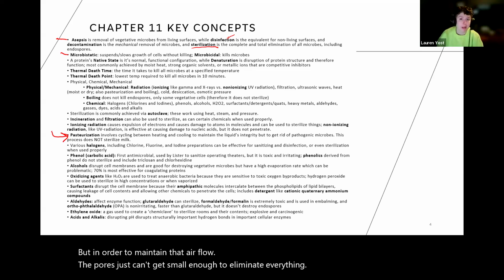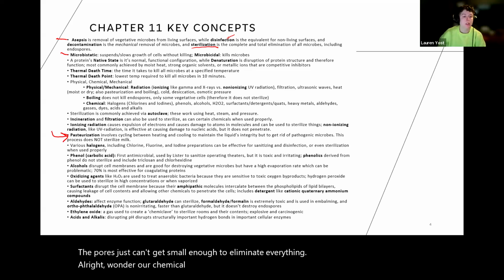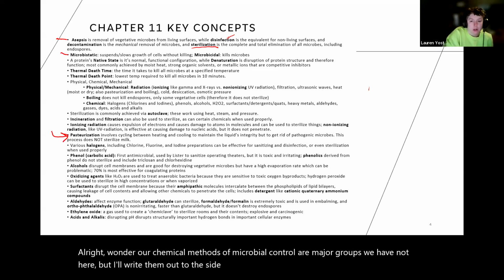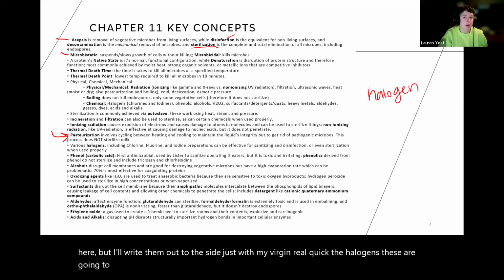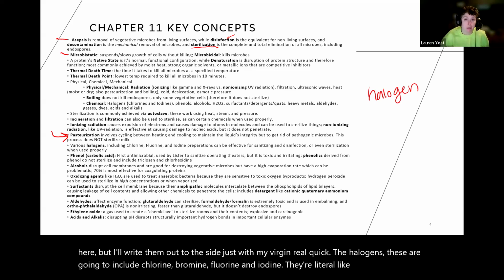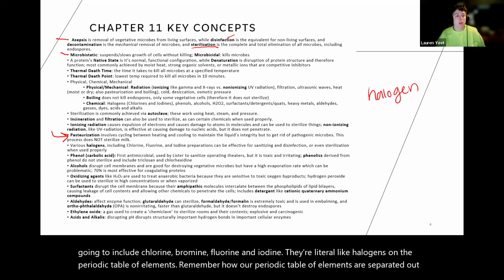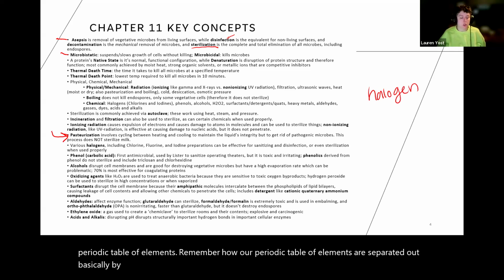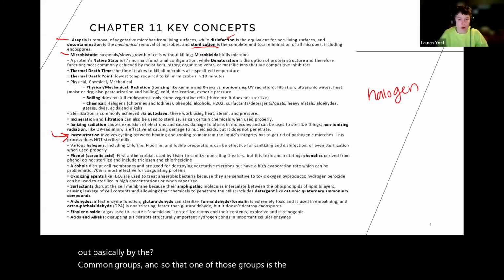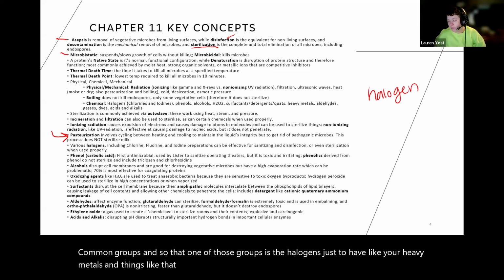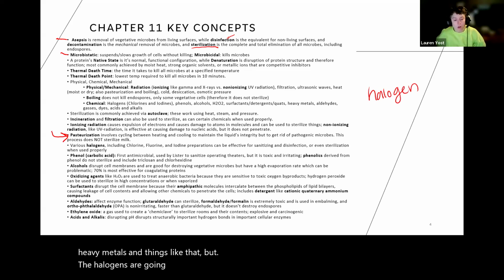All right, let's move on to our chemical methods of microbial control. Our major groups, we have them out here, but I'll write them out to the side just so we can refer to them really quick. The halogens, these are going to include chlorine, bromine, fluorine, and iodine. They're literally halogens on the periodic table of elements. Remember how our periodic table is separated out basically by the common groups, and one of those groups is the halogens. You also have your heavy metals and things like that. But the halogens are going to include chlorine, bromine, fluorine, and iodine.